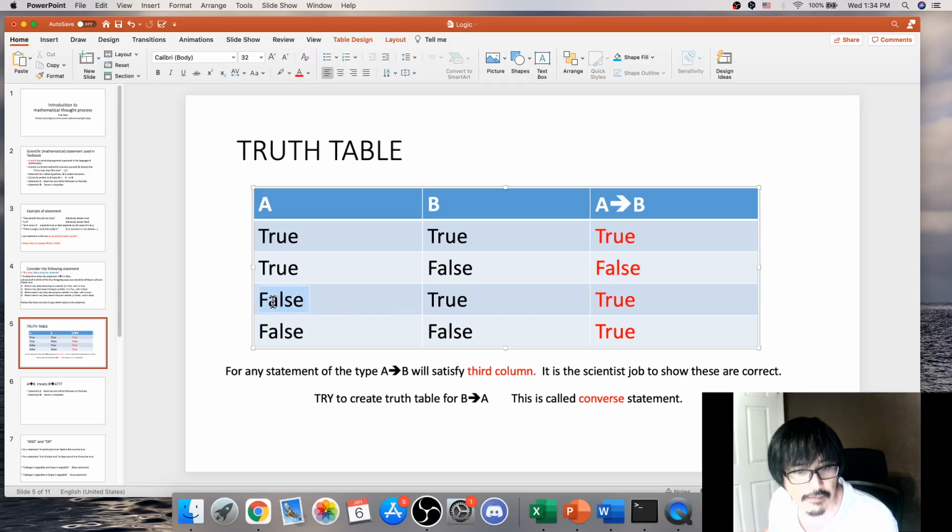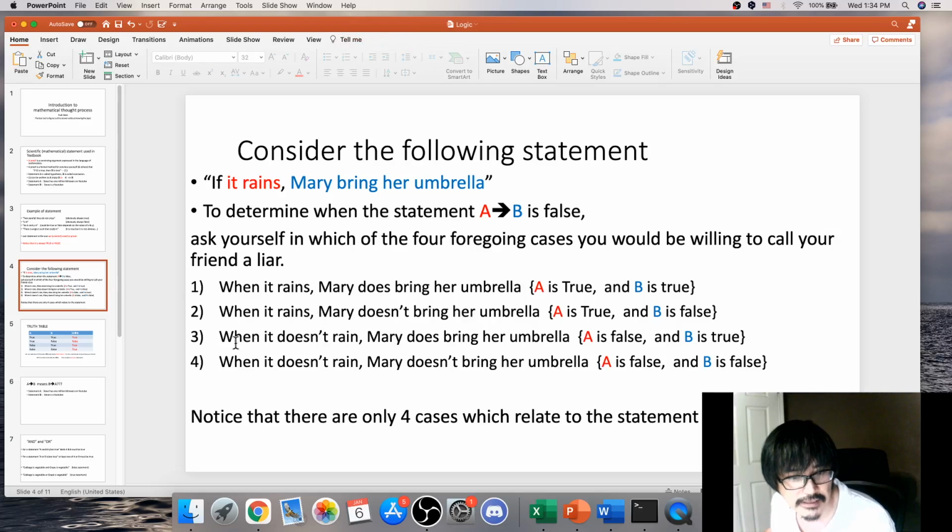What about the third case right here? If A is false, that could have the consequence of Mary bringing her umbrella or Mary not bringing her umbrella, both true and false for B, right? In this particular case, if A is false, you don't have to prove anything. It's automatically true. Let's just go back to the previous case, right? So when it doesn't rain, Mary does bring her umbrella.